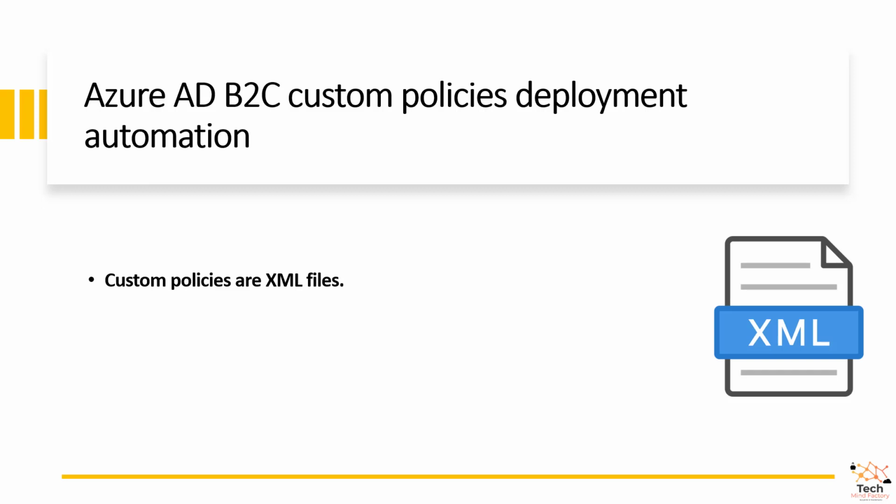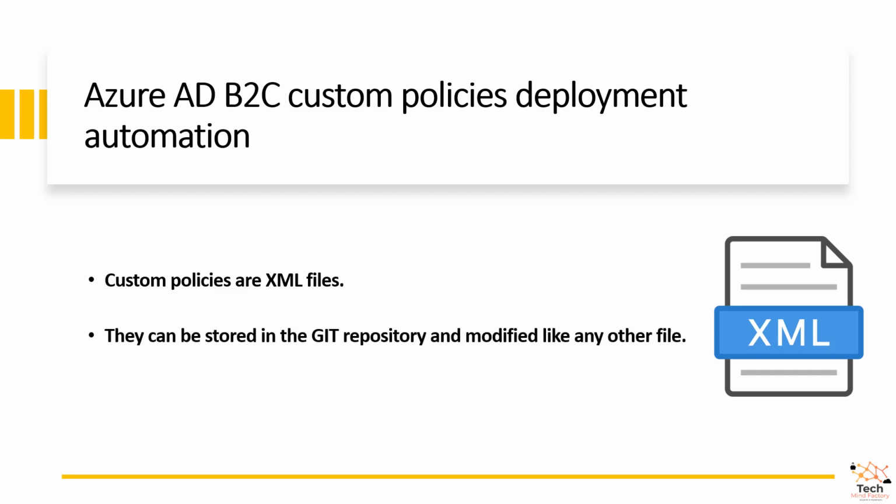So even if during initial tenant creation we can deploy custom policies templates, obviously in real world scenarios, when you work with some organizations, you will probably notice that multiple custom policies are required for multiple applications with different brandings, functionalities, flows, and so on. So as I mentioned, custom policies are XML files, so those can be stored in the Git repository and modified like any other file. So in this case, we can modify those XML files with Visual Studio Code, and we can easily store them in the Git repository. They have parameters that can be replaced during deployment.